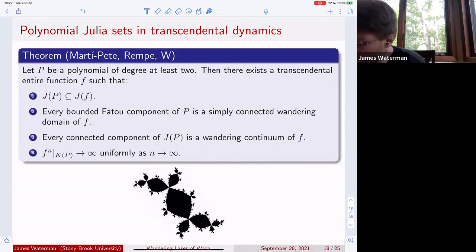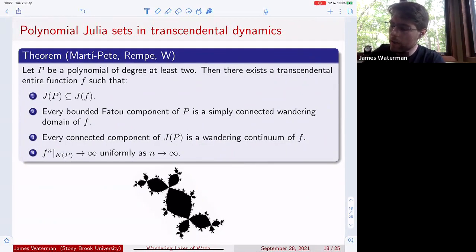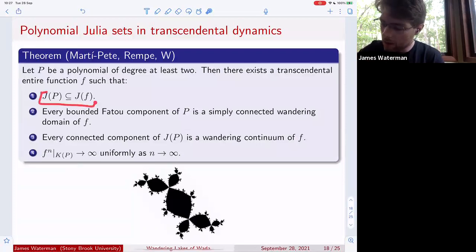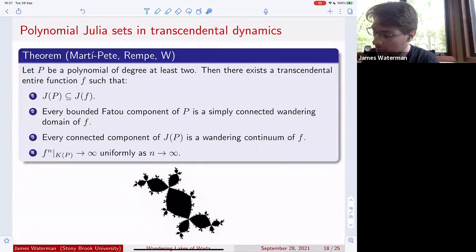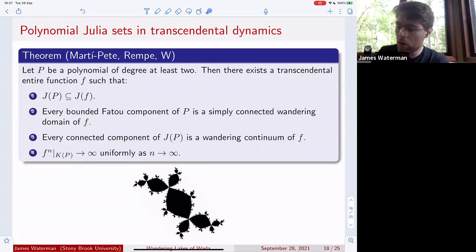So we're going to let P be a polynomial of degree at least 2. Then what we say is that there exists a transcendental entire function f such that the Julia set of this polynomial is a subset of the Julia set of our transcendental entire function f. So you pick your favorite polynomial and look at its Julia set. Then it is in fact a subset, exactly as a set, of the Julia set of f. In particular, every bounded Fatou component of P is a simply connected wandering domain of f, and every connected component of the Julia set is a wandering continuum of f. And also, if we restrict f^n to the filled-in Julia set, then this tends to infinity uniformly as n tends to infinity.